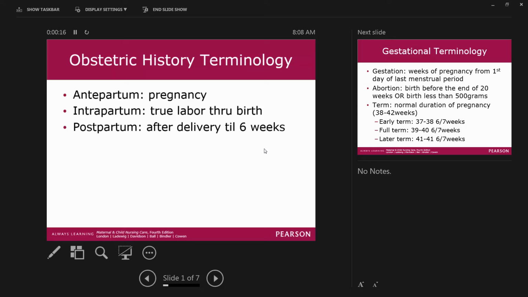So, and hopefully this is review for you guys. So antepartum is any lady that's pregnant. It doesn't matter if she's 1 week pregnant or 41 weeks pregnant. She's an antepartum patient. Okay? Antepartum just means she's pregnant. Okay? Intrapartum is what we call women who are laboring.